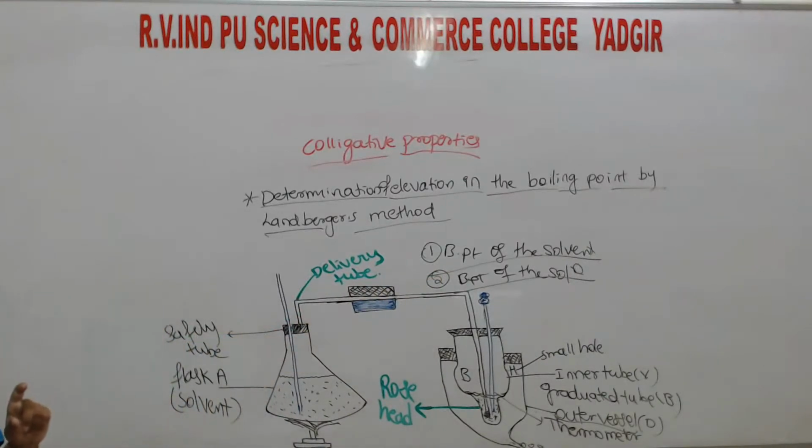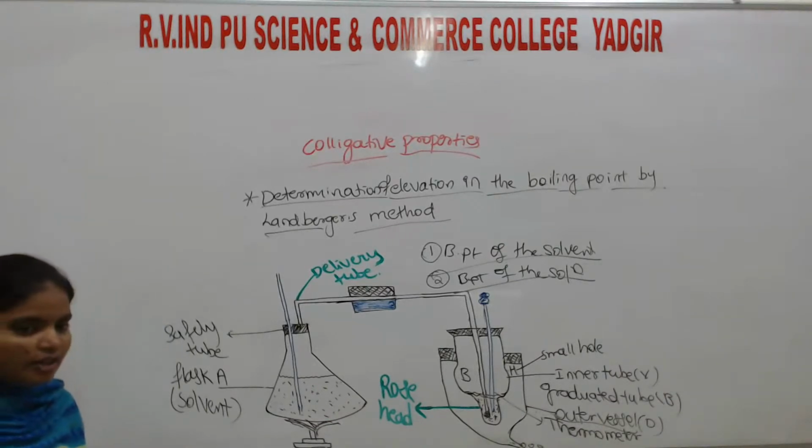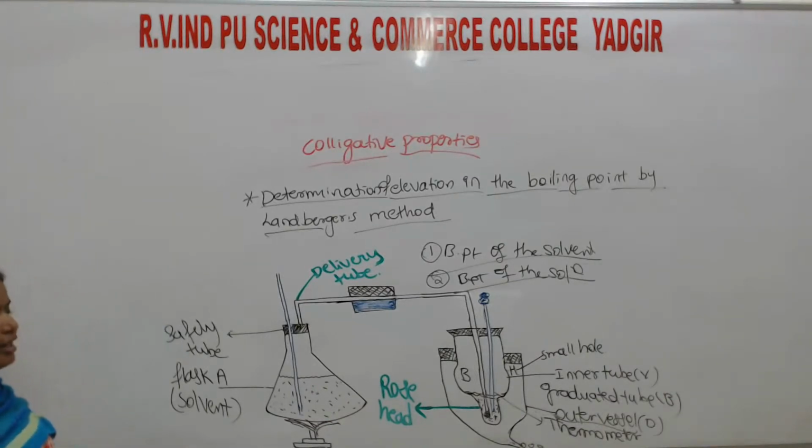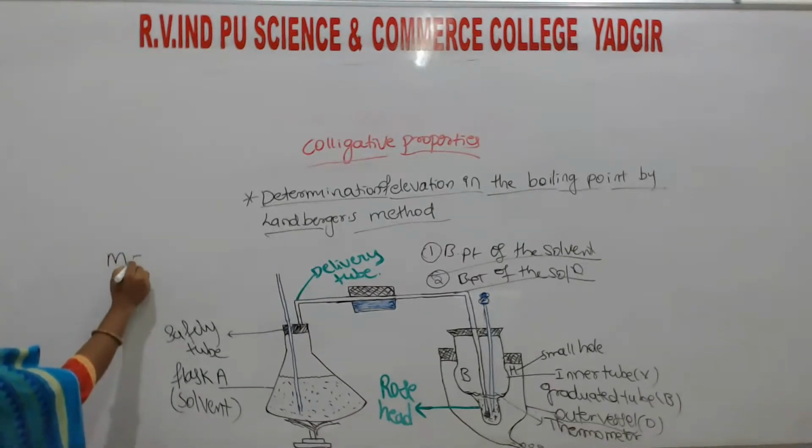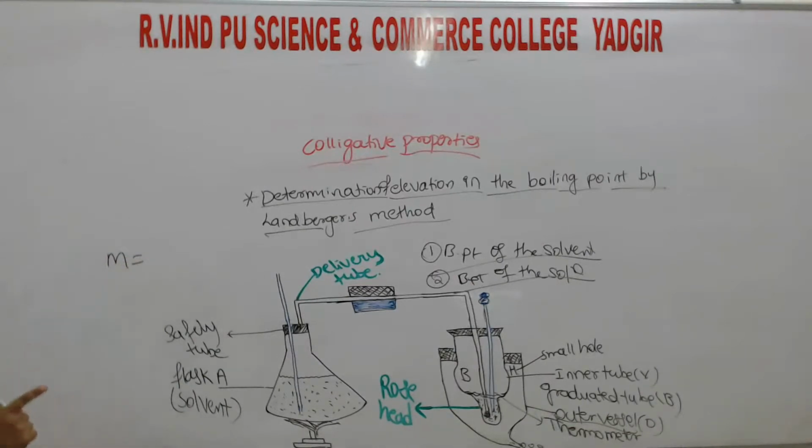the difference between the two boiling points gives the boiling point elevation delta T, and the molecular mass is calculated using the equation. I have already given the equation for calculating the molecular mass. Here is the determination of elevation of the boiling point by Landsberger's method, and next the equation for finding the molecular mass.